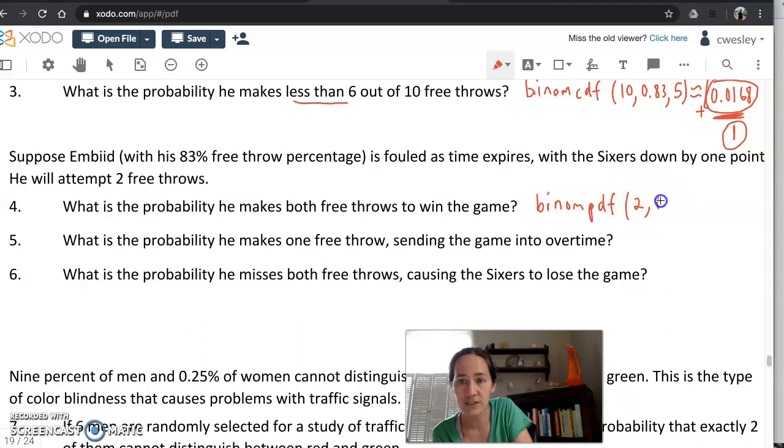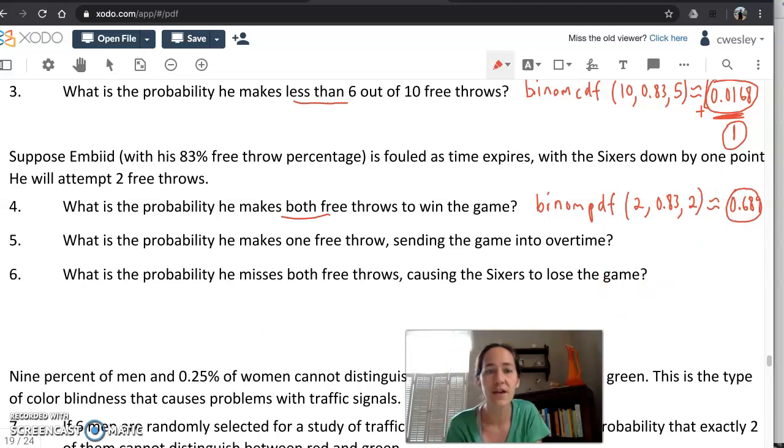His probability of success will still say his statistic is a 0.83, but he wants to make both of them. So that's all 2 of them. This would be a straight PDF at 2, and type that into the calculator. Go ahead, check it with mine, and you'll get a 0.689. So I like those odds. I'm already feeling pretty comfortable because almost 70% of the time, he's just going to outright win the game at that moment.